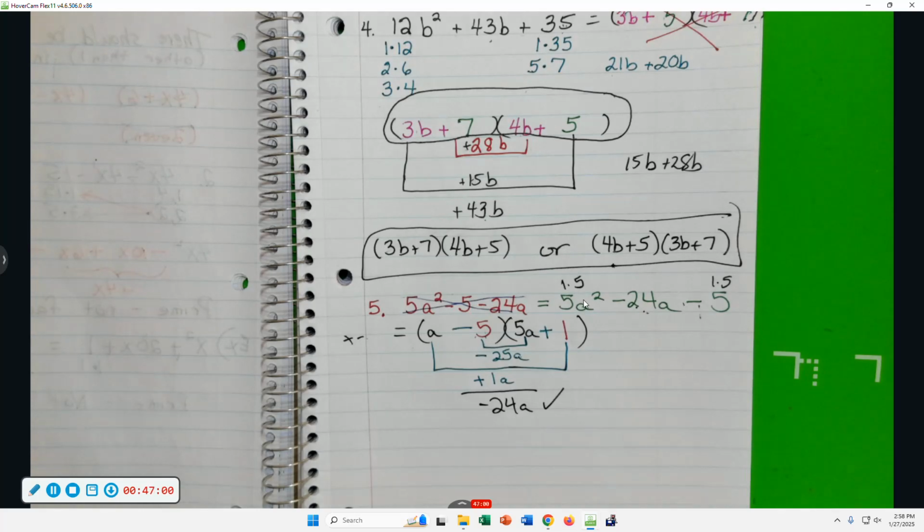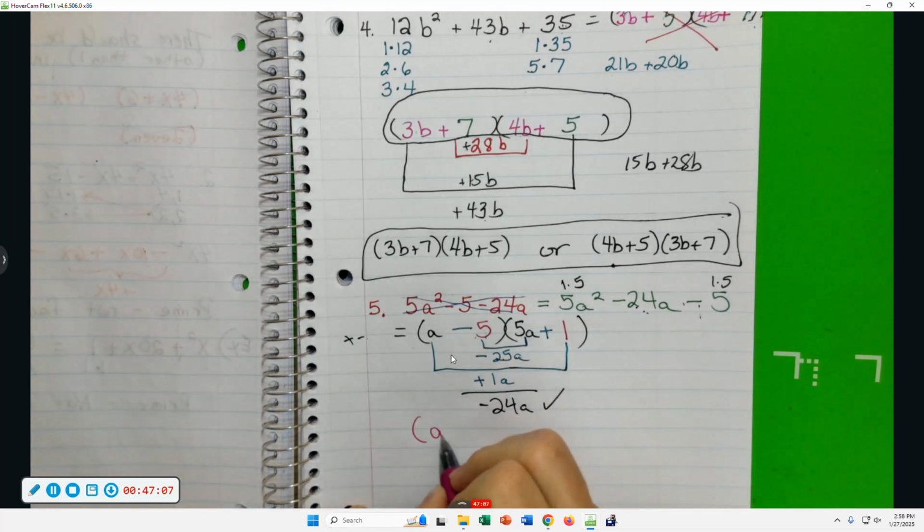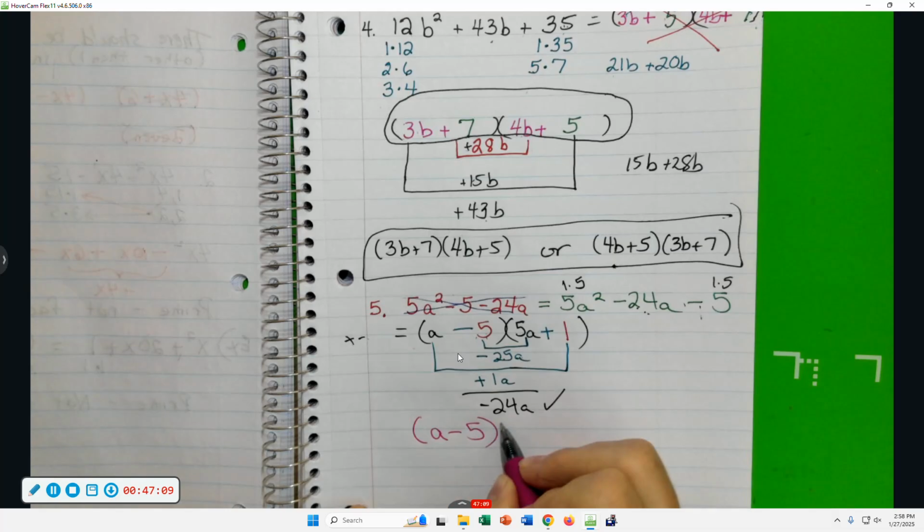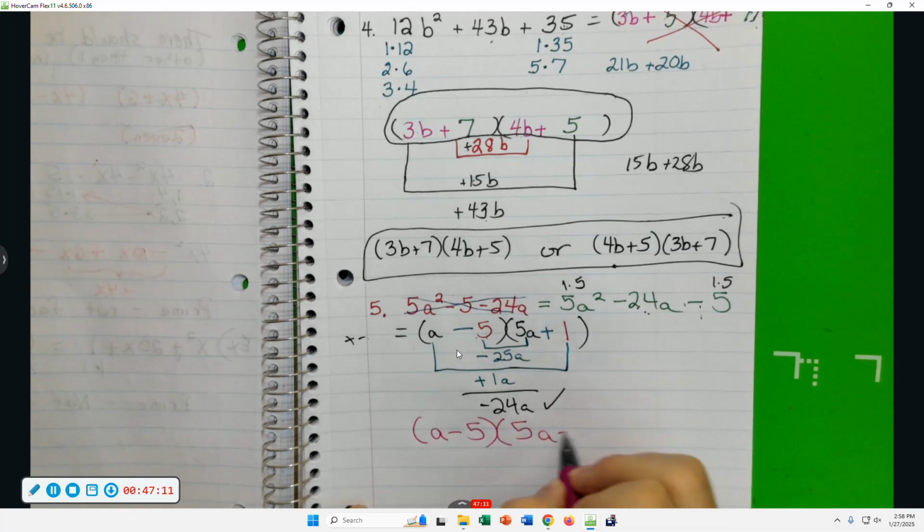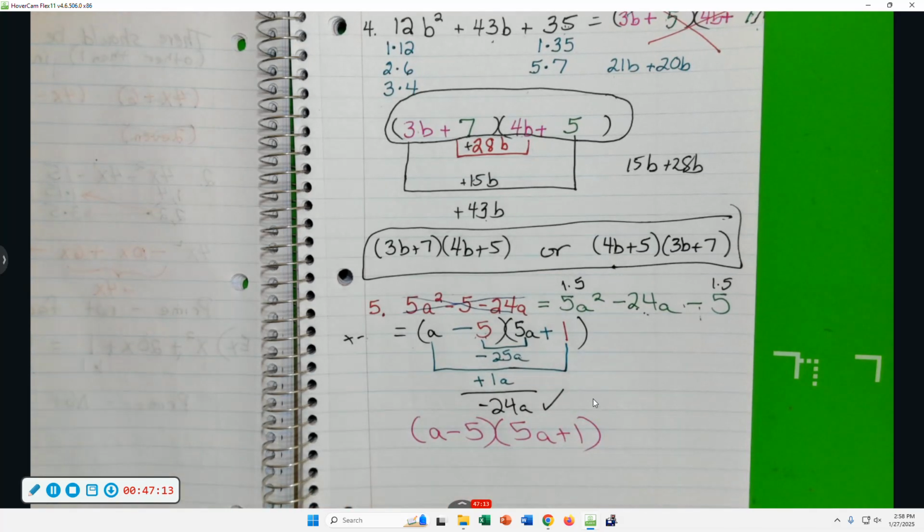You put a check mark, but the answer is the two sets of parentheses. You're right. The answer, let me rewrite it. The answer is a minus 5 times 5a plus 1. Is that pink? I guess it's visible. Okay.